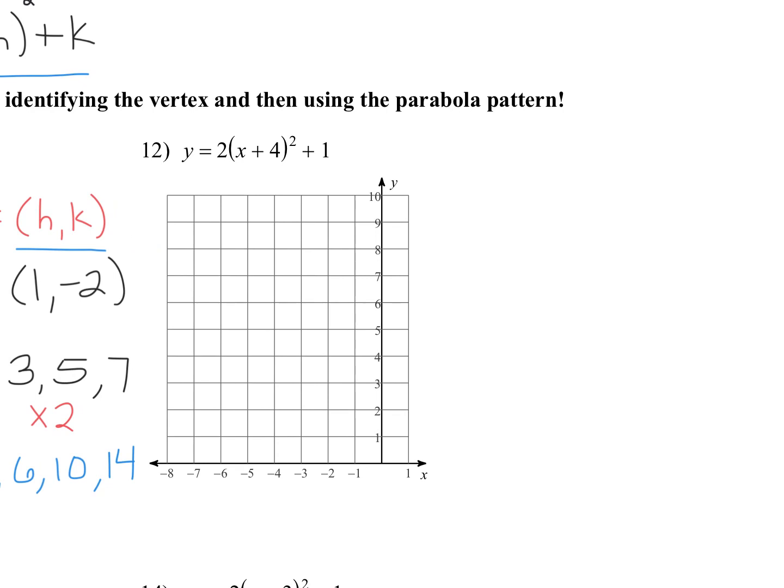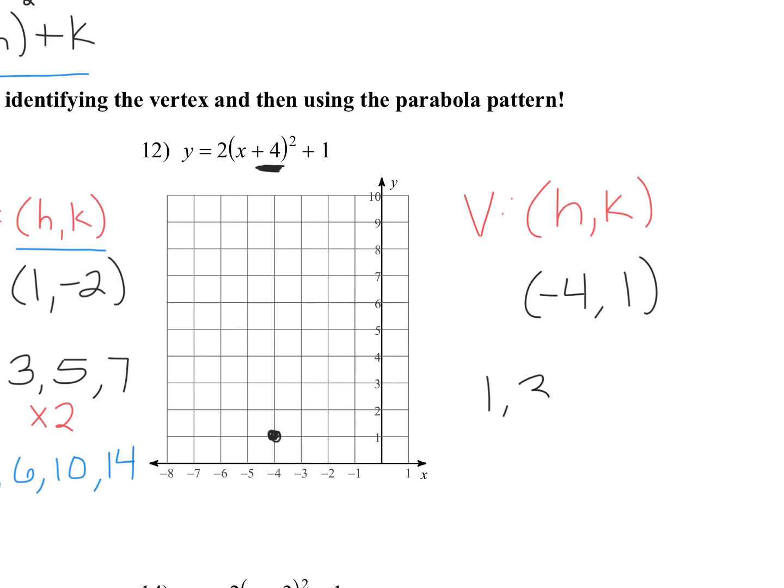Is it in vertex form? Yes. Vertex is H, comma, K. What is our H? Yep, we want the opposite. We want negative 4, and then K is 1. Does that match what you got from yesterday? Negative 4, 1.